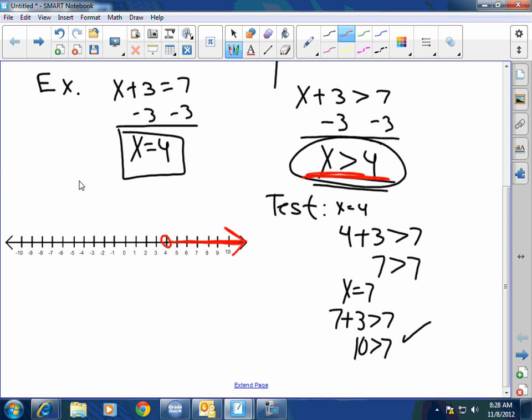So that's what we're dealing with today, okay? Now I'm going to go into some intricacies of how this all works.